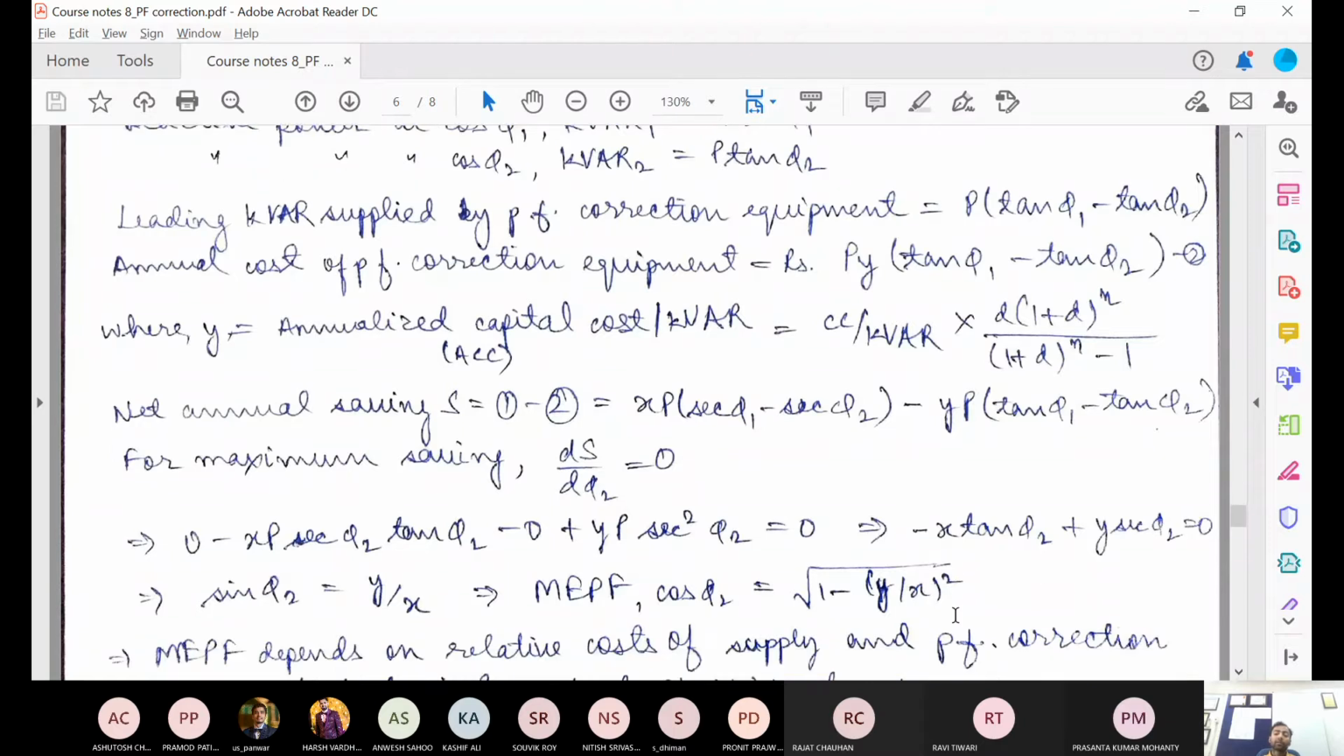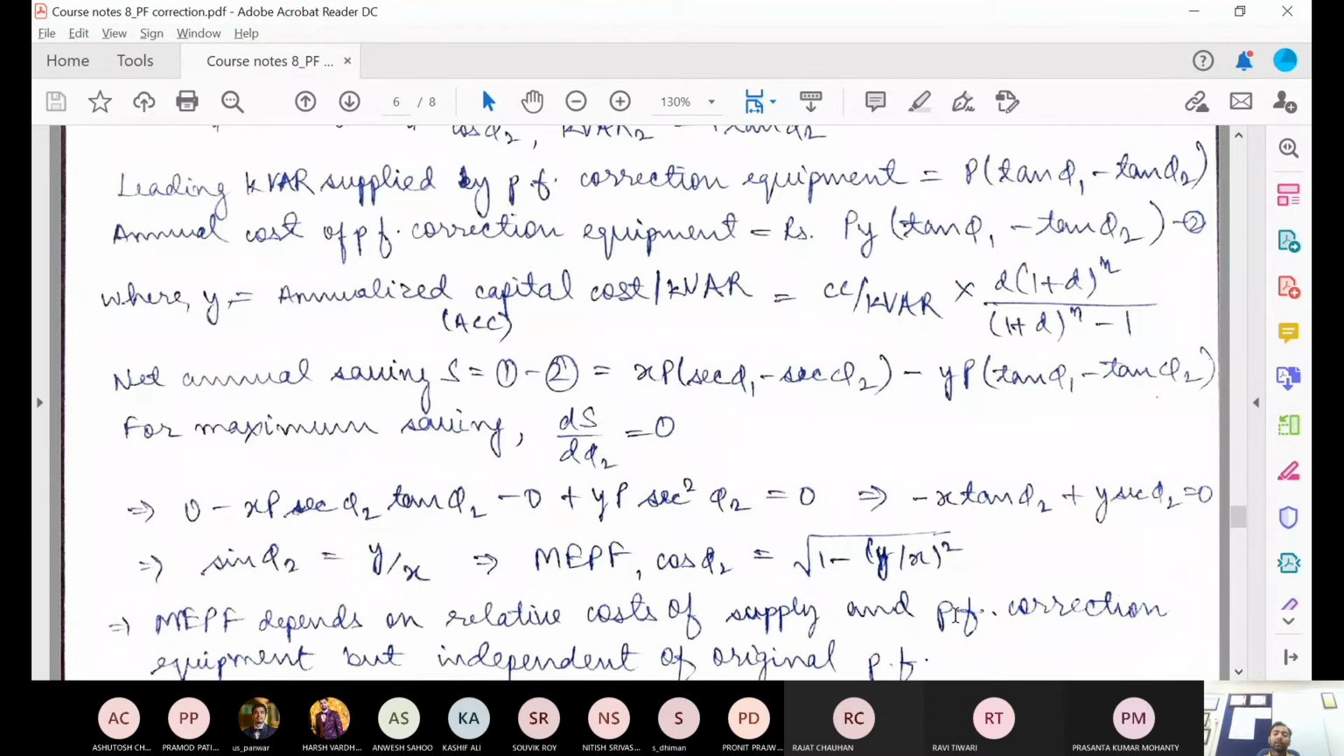And the interesting thing about this, as you see, is that this most economical power factor depends on the relative costs of supply and power factor correction equipment, but is independent of the original power factor. The only things involved are Y and X. So it will depend upon the maximum demand charges by the utility and the annualized capital cost of the power factor correction equipment. But it doesn't depend on the original power factor. So whether your original power factor was 70% or 80% or whatever value, irrespective of that, the level to which you should improve will depend upon these two factors.